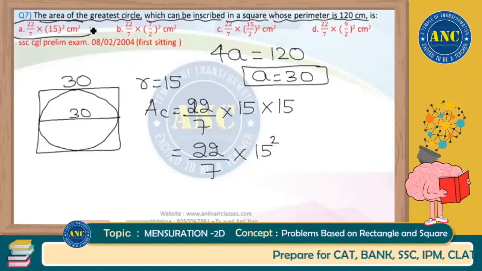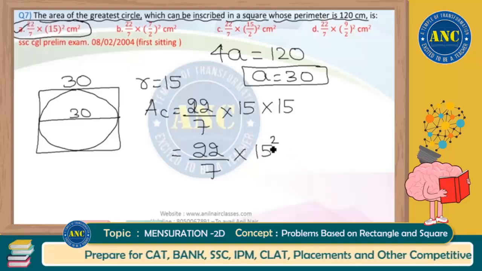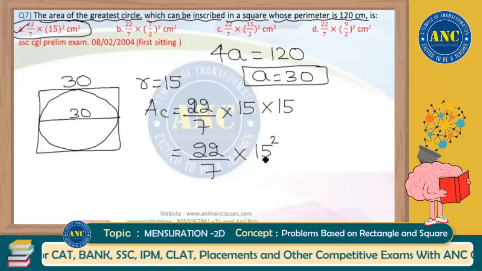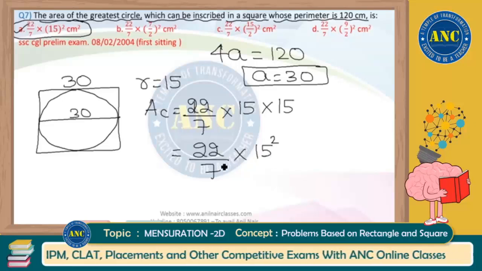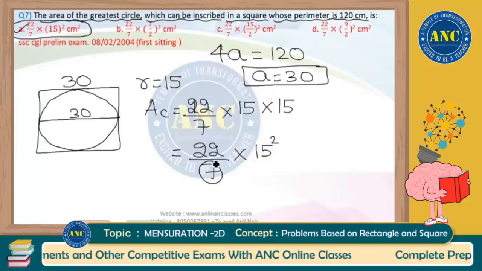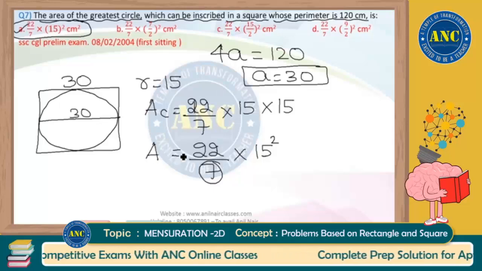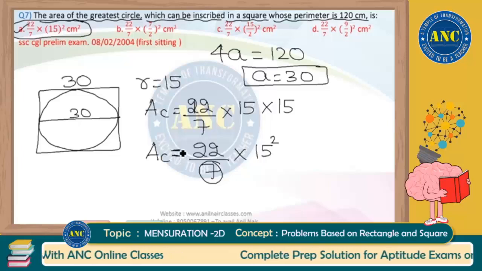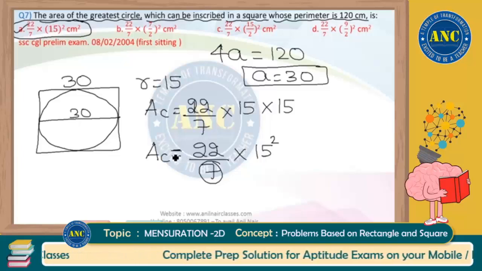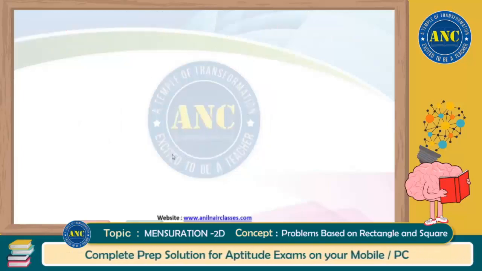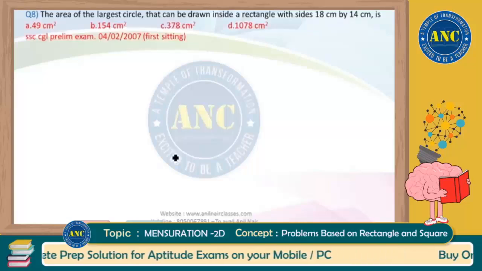Answer option also is mentioned in that format itself. So why will I scratch my head in multiplying 225 with 22 and then dividing that entire value by 7? Not required. Answer option itself is given in this format itself. So mark that format and move ahead for the next question. Next question is also very much similar to this particular question itself.